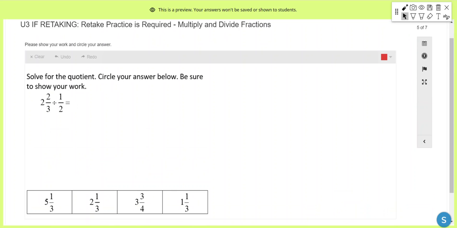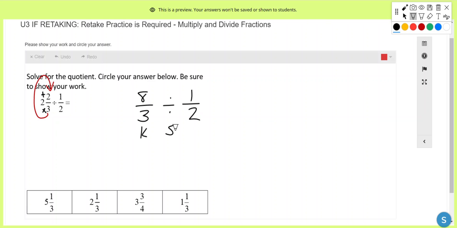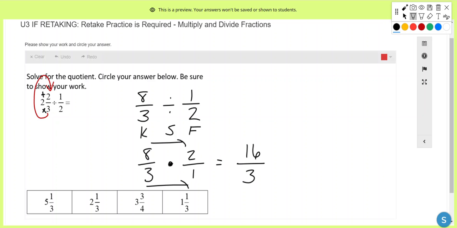Looking at number 5, remember when you have that mixed number, you have to turn it improper. So 3 times 2 is 6, plus 2 more gives me 8 over 3. And I'm going to keep the division for right now. To divide by a fraction, here's a tip. Keep, switch, flip. So I'm going to keep the first fraction the same, switch from division to multiplication, and flip or do the reciprocal of my second fraction. Multiply. 8 times 2 is 16. 3 times 1 is 3. So I'm at 16 over 3.